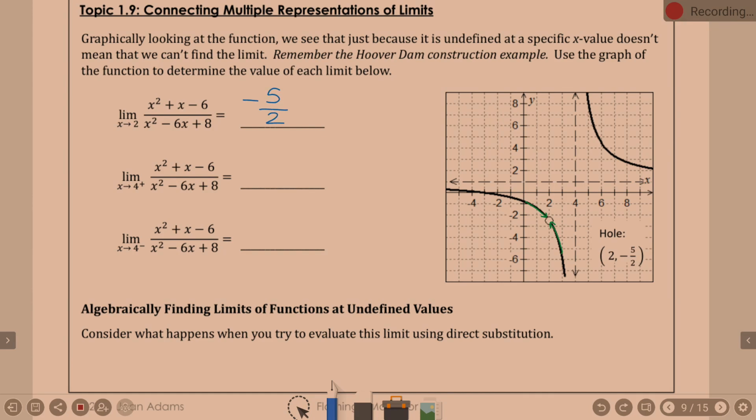Now look at these other 2 pieces. The limit as x approaches 4 from the right. What about that one? Infinity. Yes? Okay, as we approach 4 from the right, I'm following the graph. You're going up along that vertical asymptote, so it is positive infinity. What about the limit as x approaches 4 from the left? Okay, so we're approaching from over here. Now we're going down towards negative infinity.